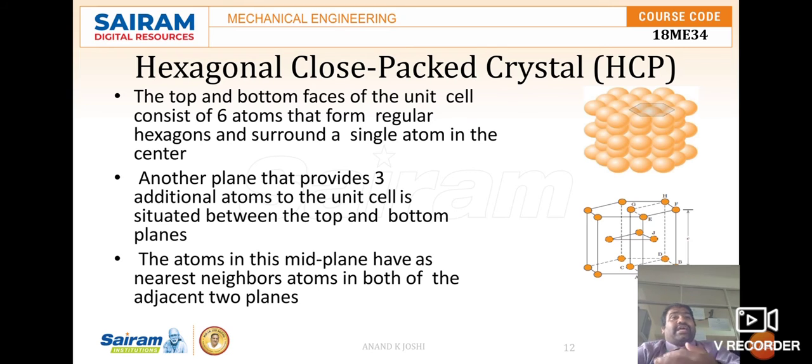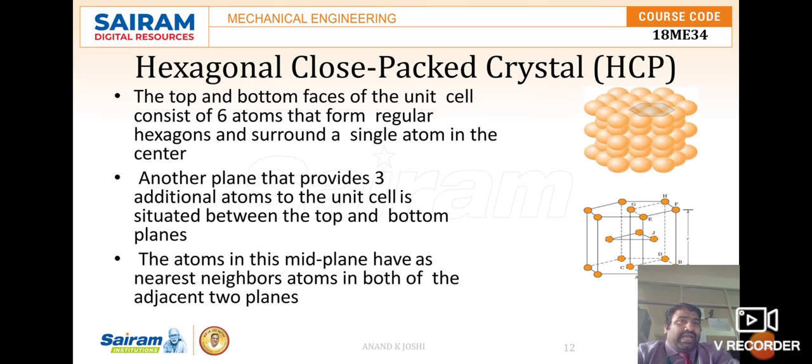So next, the hexagonal close packed crystal structure. Here the top and bottom faces of the unit cell consist of 6 atoms that form a regular hexagon and surround a single atom at the center. Another plane you can see we have drawn here at the right side. It provides 3 additional atoms to the unit cell, in a triangular shape, situated at the center between the top and bottom.